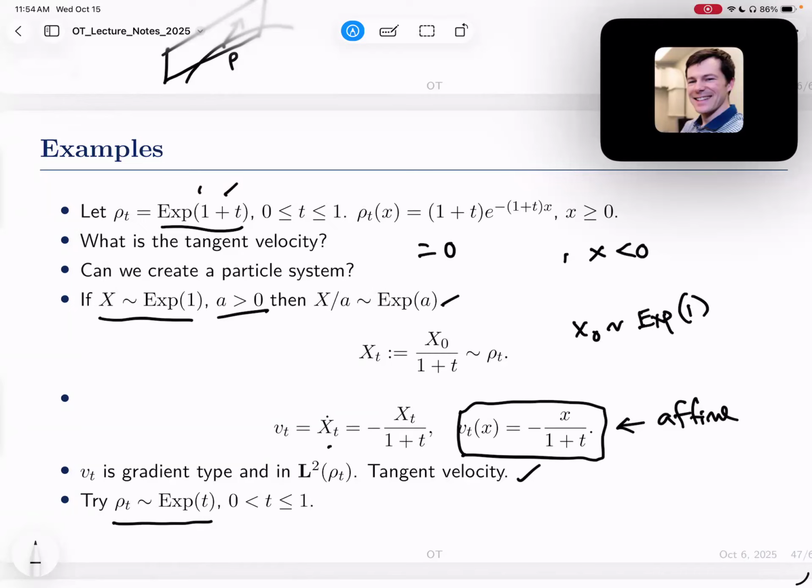Well, rho 0 doesn't even exist here because exponential at rate 0 doesn't even exist. That's just a Lebesgue measure. It just doesn't exist. But that's not a problem. The curve will exist for every epsilon to 1 for arbitrarily small epsilon.